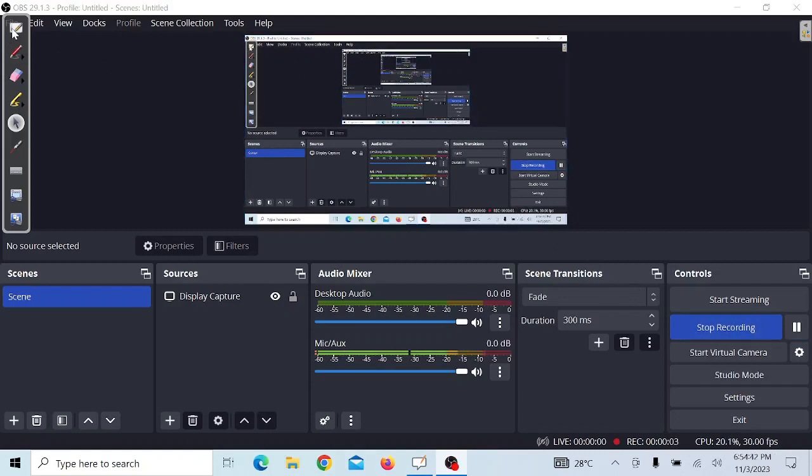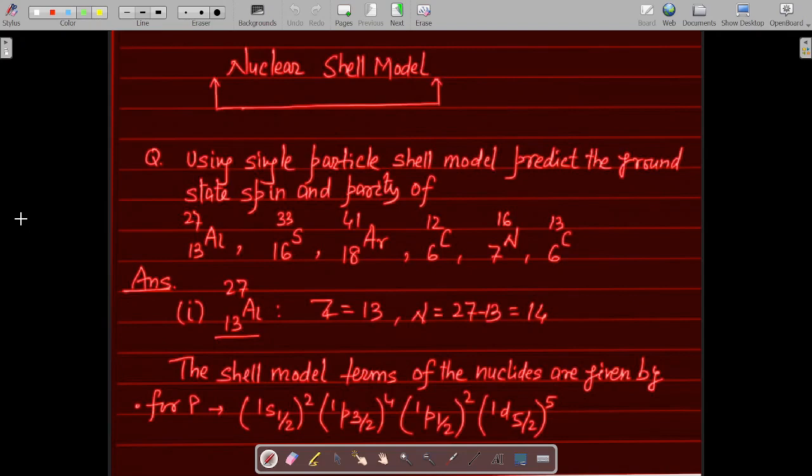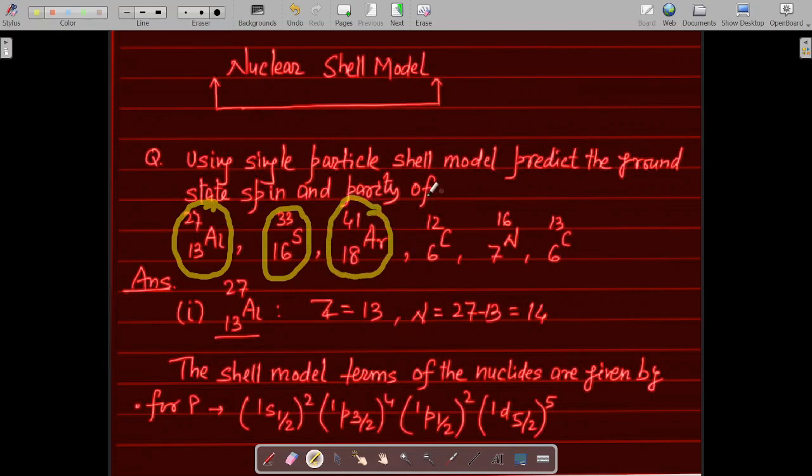Let's move on towards our next topic of discussion. These are the questions which need to be solved. Let's look at these particular questions. Using the single particle shell model, predict the ground state spin and parity of the following: number one is aluminium-27 (13Al27), then sulfur-33 (16S33), argon-41 (18Ar41), then carbon-12 (6C12), nitrogen-16 (7N16), carbon-13 (6C13).